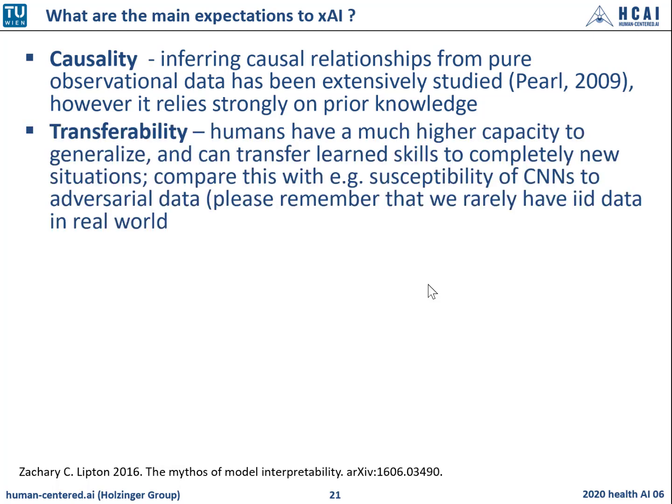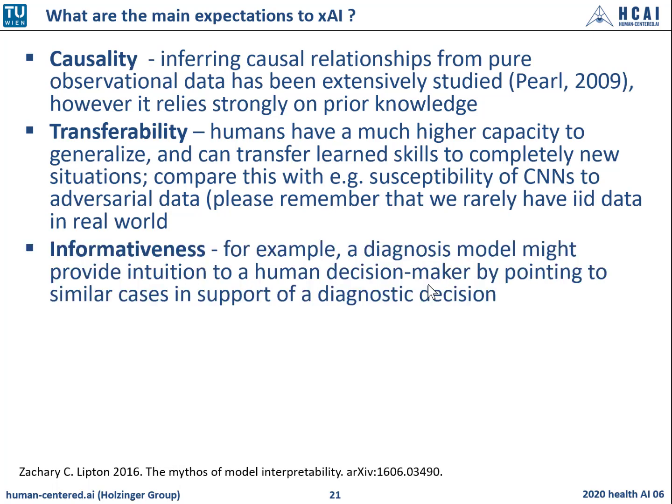Then transferability, so humans have a much higher capacity to generalize, and they can also transfer learned skills to completely new situations. Then informativeness, for example, a diagnosis model might provide intuition to a human decision maker by pointing to similar cases in support of a diagnostic decision.